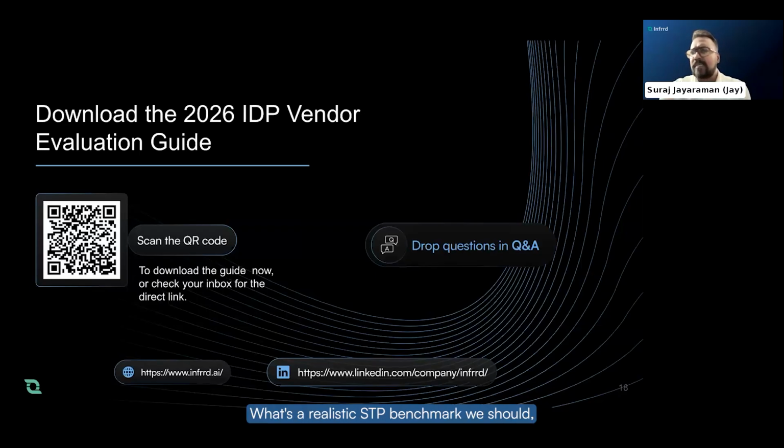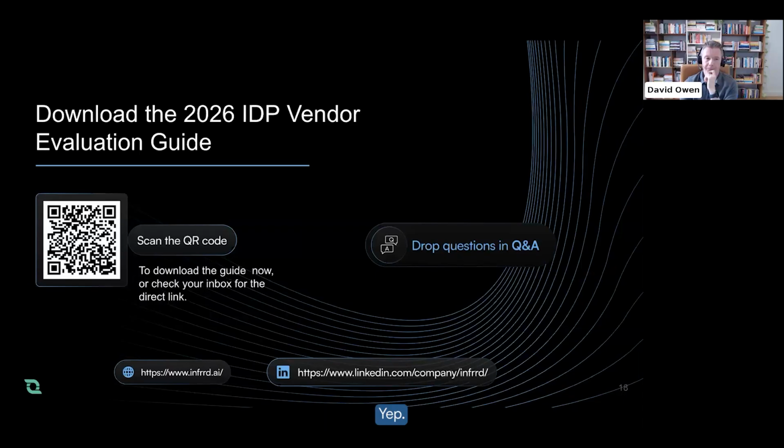What's a realistic STP benchmark we should look for on day one to know our strategy is working? Yep. So for me, I'll answer this maybe in 2 parts. If you're moving from an existing IDP solution, I always set the day one benchmark to be on par at least with your current solution, because then you know that you are going to start at the same rate, but then ensure that you have confidence it will go above that benchmark.